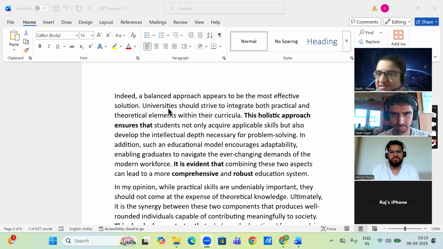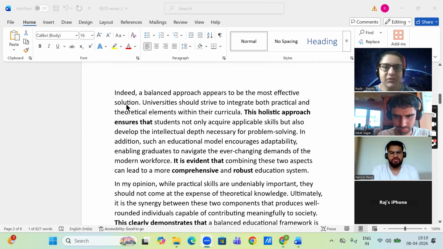Both of these things are equally important if you want to ensure holistic education. Holistic means well-rounded, where everything gets covered, that we call holistic, whole, right? So, indeed, a balanced approach appears to be the most effective solution.